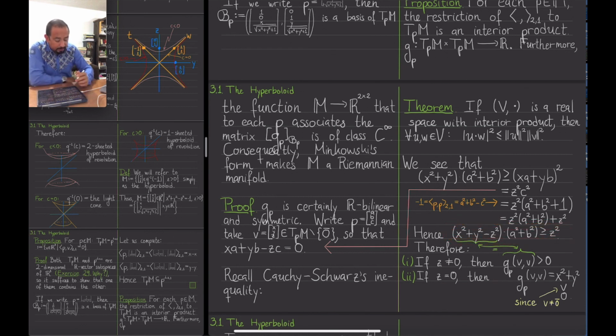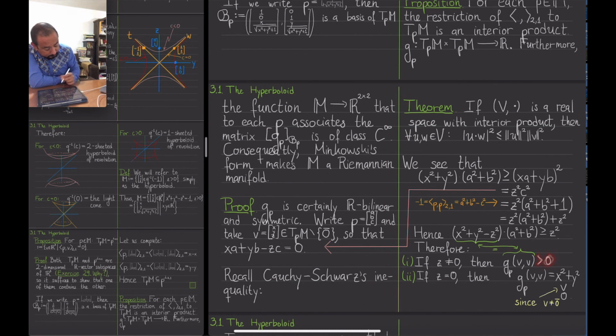And then this automatically tells me, well, I took V to be non-zero, so at least one of its entries is not zero, right? So if z is not zero, this thing is positive, and so this has to be positive, right? But this is precisely GP of V, V, the pairing of V with itself.